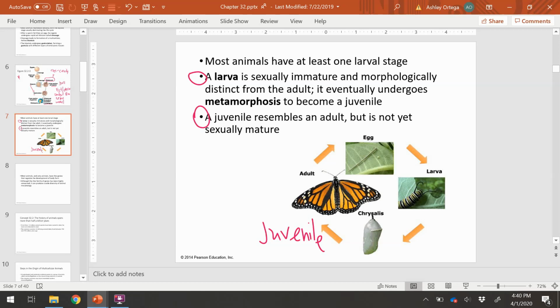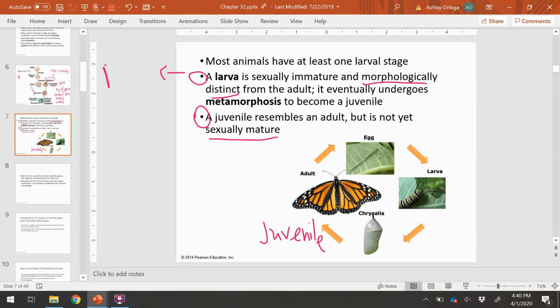Juvenile, which is going to have the same physical appearance as the adult, but it's not yet sexually mature, so it has to undergo development in the sexual reproduction department before it becomes the adult. And so that's something you want to understand. Larva is distinctly morphologically different. So there's two things that separate it from becoming an adult, is its physical appearance.